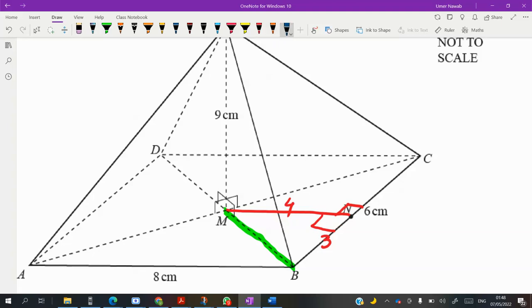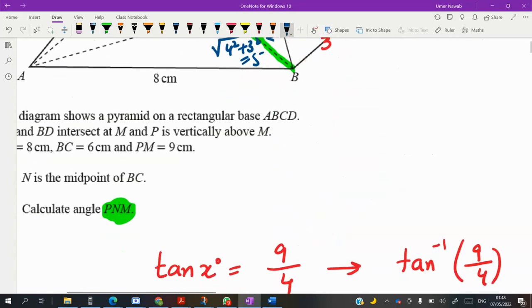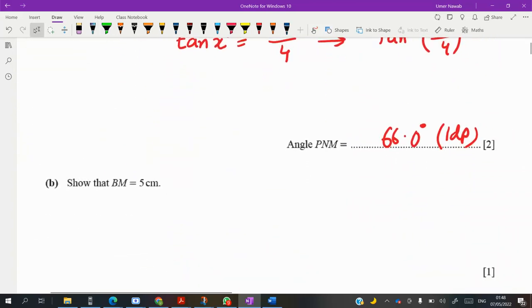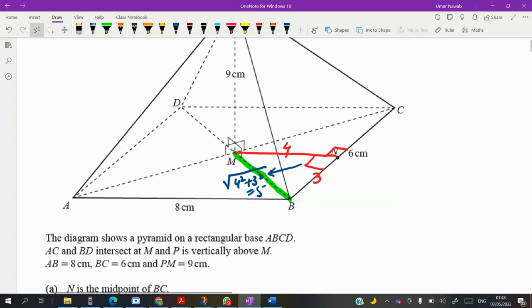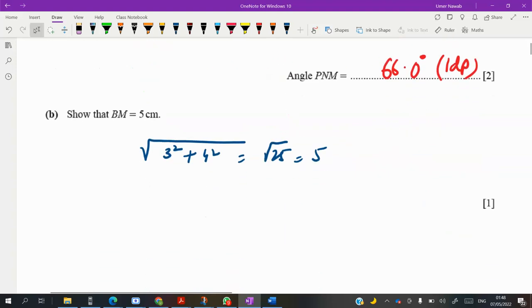In front of this 90 degrees, we have the hypotenuse. So I can easily use Pythagoras. 4 squared plus 3 squared will give you 5, and this is the thing which I want to prove. So you need to write only the square root of 3 squared plus 4 squared, which is the square root of 25, and this side is equal to 5. So we found the BM side, 5. Let's go to the next question.